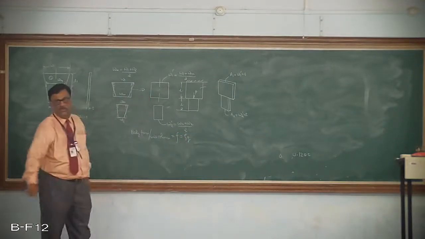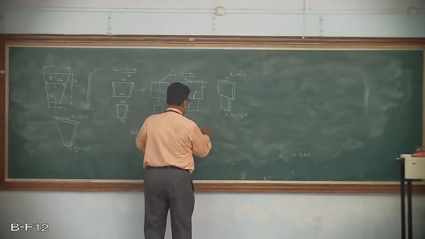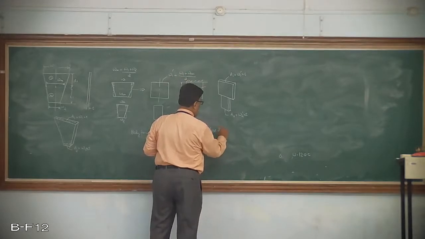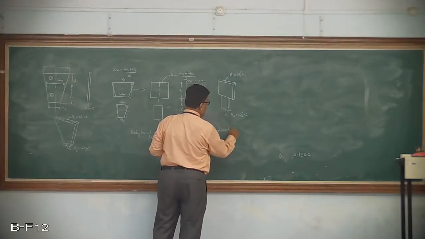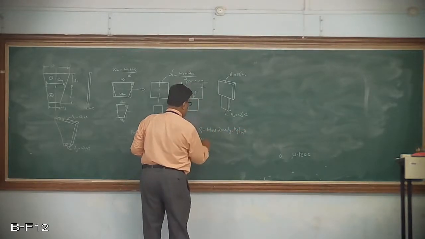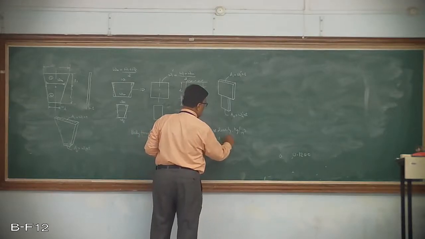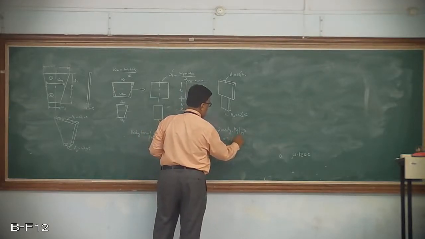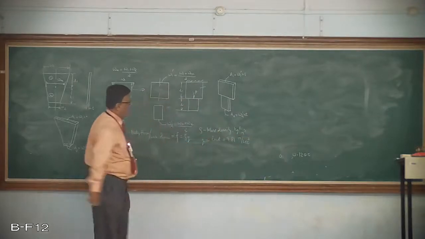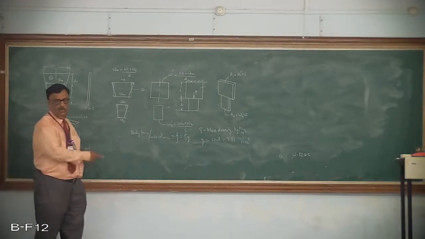F, the body force per unit volume, is given as rho g, where rho is the mass density in kg per meter cube, and g is the constant acceleration due to gravity, 9.81 meter per second square. When you multiply both of them, you will get the force per unit volume.